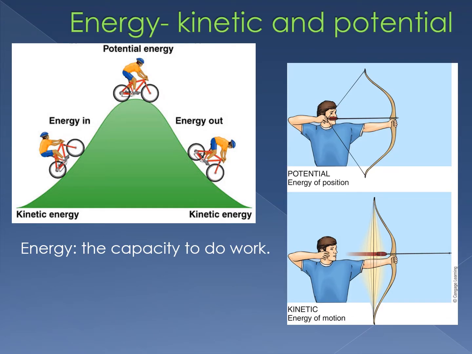So, energy, kinetic and potential energy. Let's take a look at this diagram showing the bicyclist going up the hill and then going down the hill. Let's start with potential energy. Most of you probably remember this from somewhere in high school. And you know that if you're on top of the hill, and you've got a bicycle, then this represents a kind of potential energy.